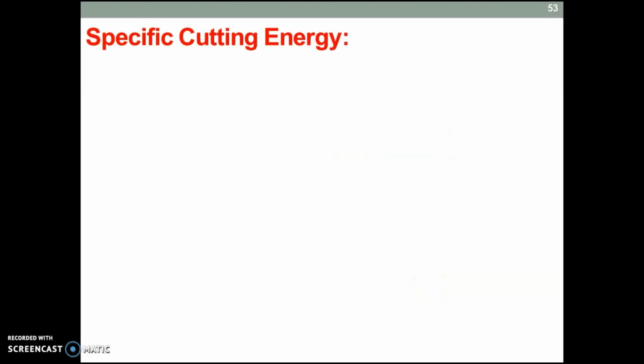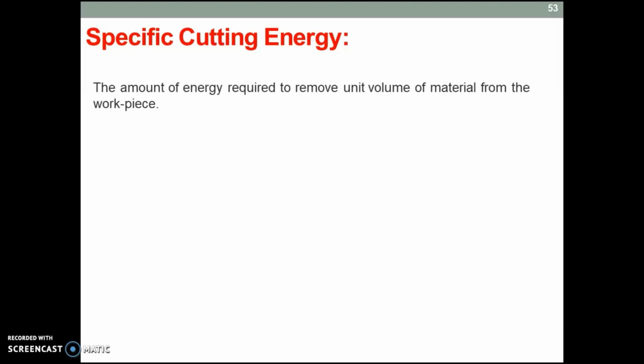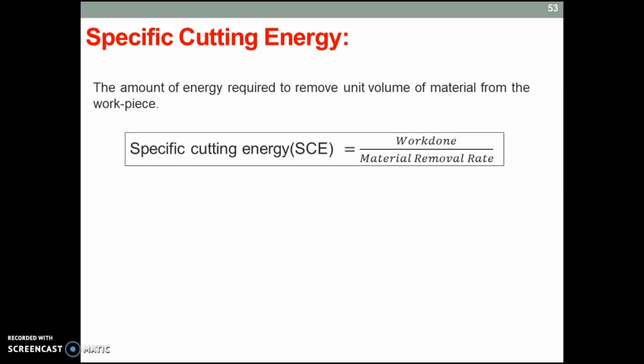So next, the specific cutting energy. What do you mean by specific cutting energy? It is the amount of energy required to remove a unit volume of material from the workpiece. To remove a unit volume of material, whatever amount of energy or power is required, that is called the specific cutting energy. This unit volume of material removed per time is the MRR, or material removal rate. So specific cutting energy is the work done divided by the material removal rate.